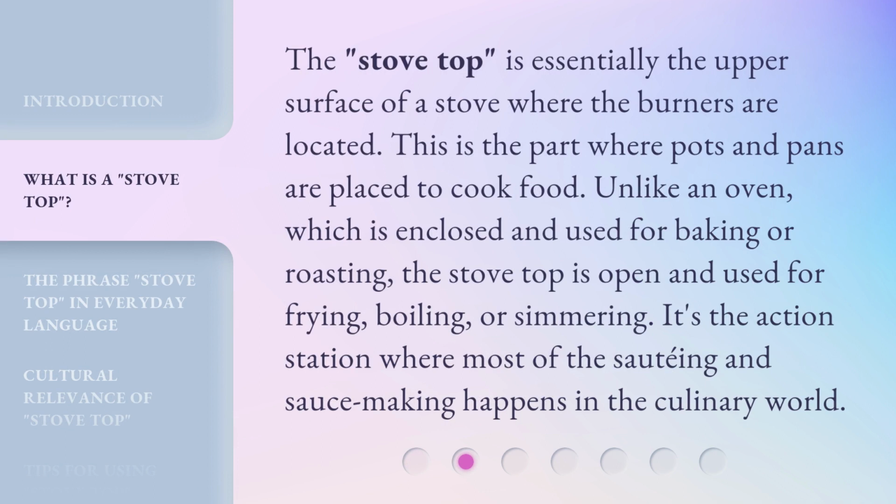The stovetop is essentially the upper surface of a stove where the burners are located. This is the part where pots and pans are placed to cook food. Unlike an oven, which is enclosed and used for baking or roasting, the stovetop is open and used for frying, boiling, or simmering. It's the action station where most of the sautéing and sauce making happens in the culinary world.